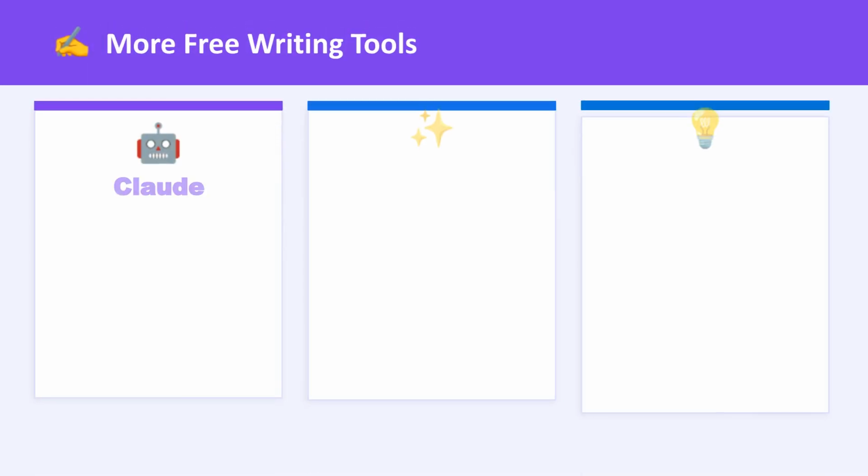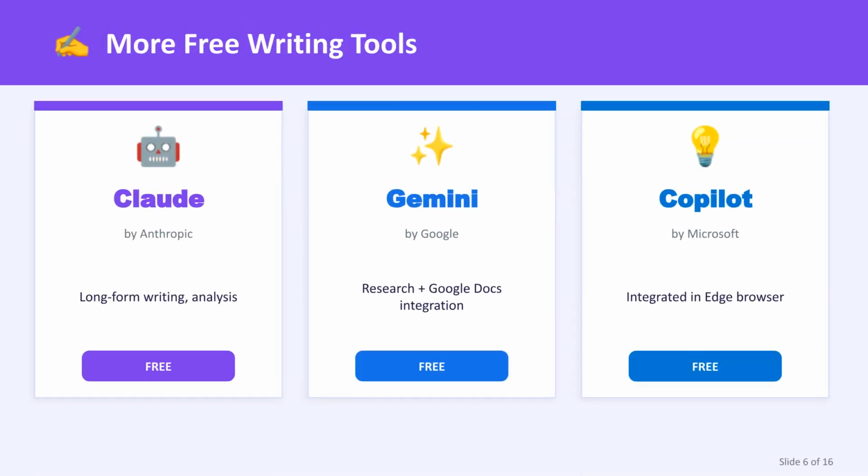Other free writing tools include Claude by Anthropic for long-form writing and analysis. Gemini by Google offers research capabilities and Google Docs integration. Copilot by Microsoft is integrated into the Edge browser.